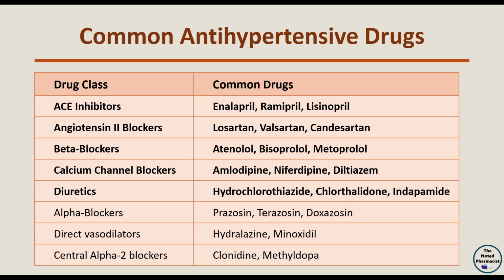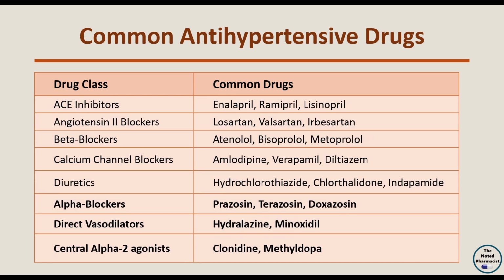Alpha blockers such as doxazosin, terazosin, and prazosin are reserved for specific indications, as are aliskiren, the primary direct renin inhibitor, and central alpha-2 agonists like clonidine and methyldopa. We also have a class called direct vasodilators like minoxidil and hydralazine, which are reserved for severe or resistant hypertension due to their potent effects. These drugs expand the therapeutic arsenal for tailored hypertension management.